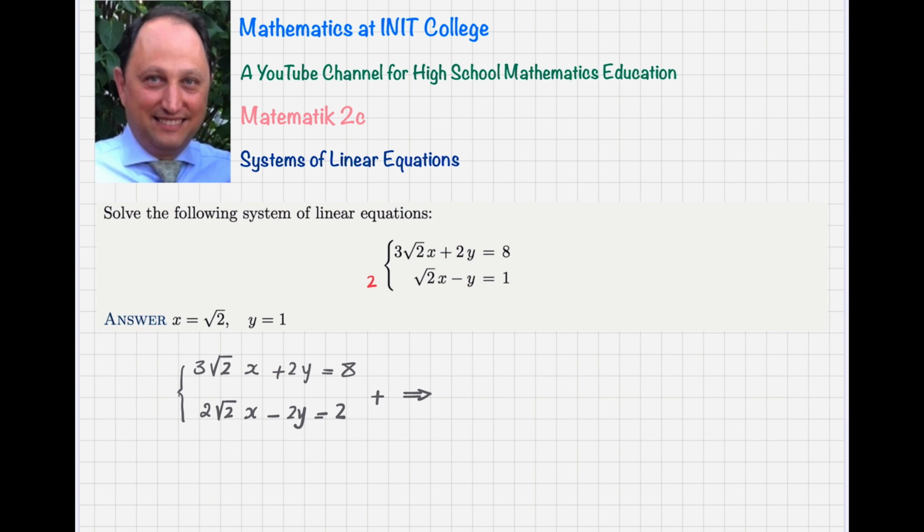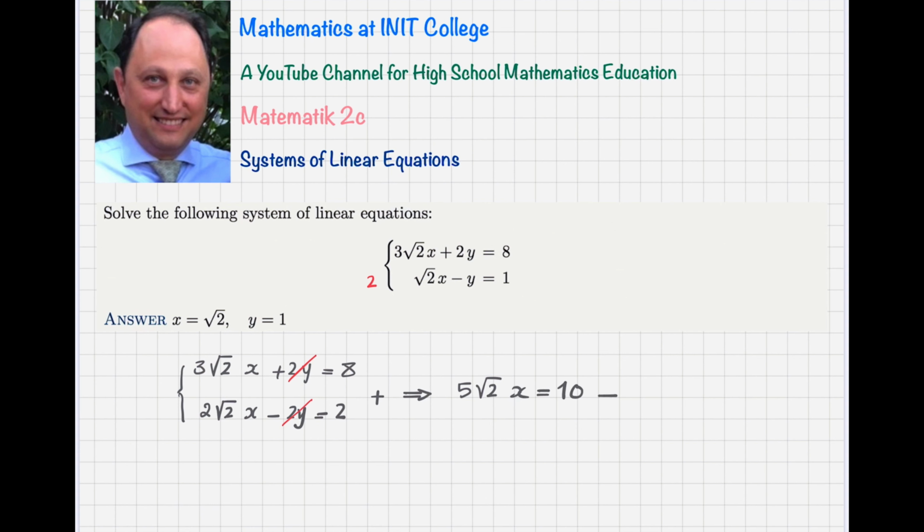So what happens is that this negative 2y will cancel this positive 2y. But here I have 3 square root of 2 x, and I have 2 square root of 2x added to it. So these two numbers will be added. I have 3 square roots of 2, and then another 2 square root of 2. And when I add them, it becomes 5 square root of 2, yes? x. And on the right hand side, 8 plus 2 becomes 10.